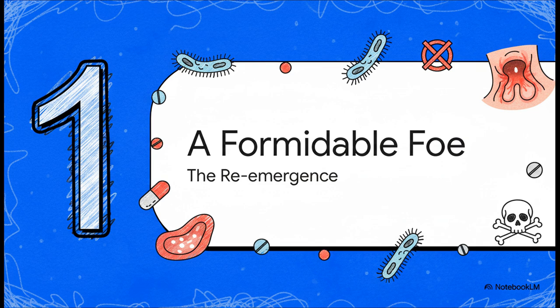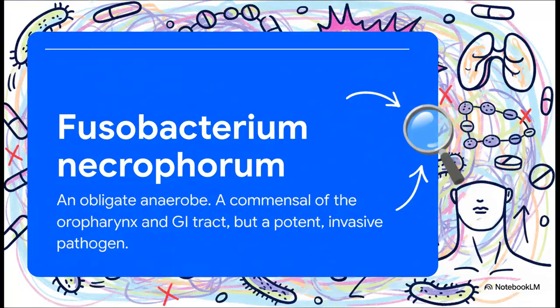We're going to try and understand why this pathogen seems to be making a comeback. So what is this thing exactly? Well, at its heart, Fusobacterium necrophorum is an obligate anaerobe. It's a gram-negative bacillus, doesn't form spores, and it's actually a normal part of our oral and gut flora. But that's the Jekyll and Hyde part. Don't let its commensal status fool you. When it gets the chance, it transforms into a seriously potent and invasive pathogen.